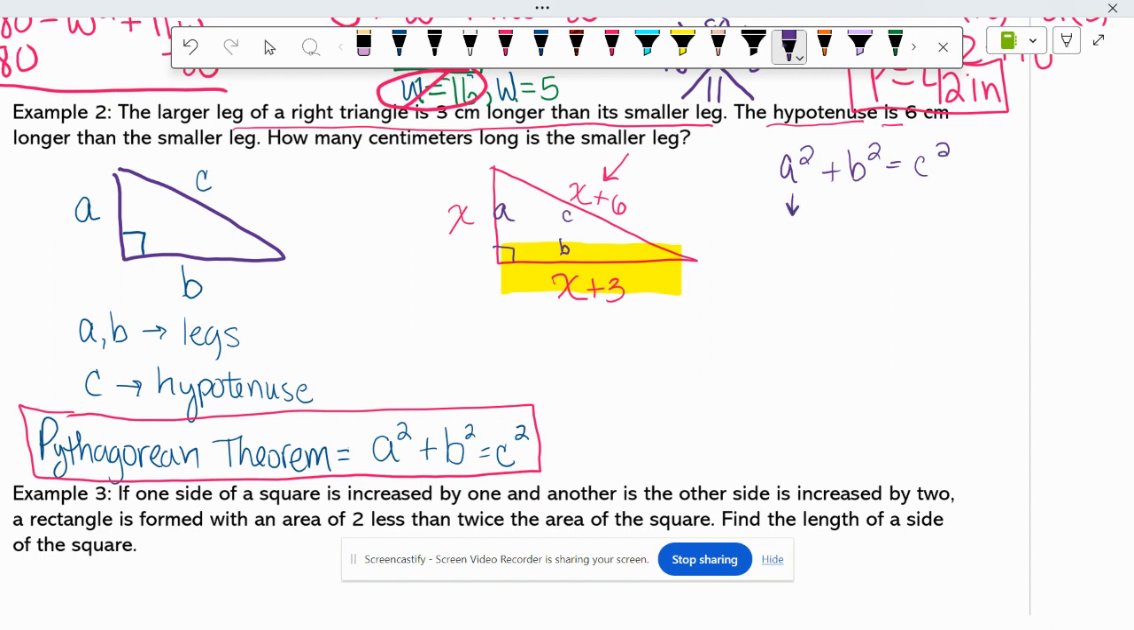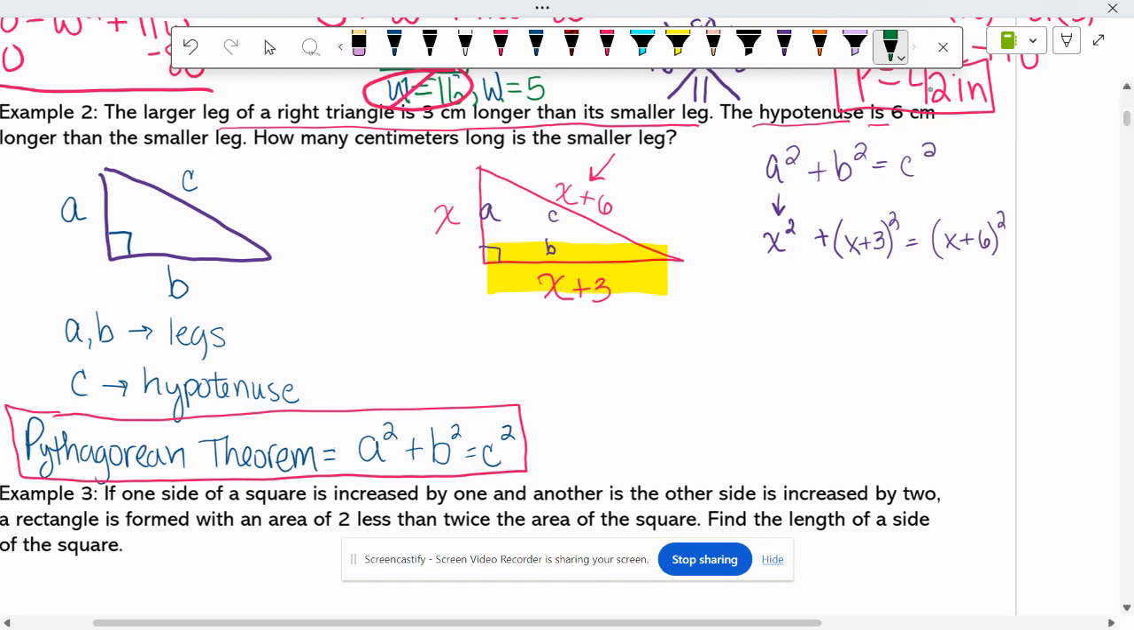Well, the measurement of A is just X, so that's X squared. The measurement of side B is X plus 3, the quantity squared, equals the measurement of C, which is X plus 6, the quantity squared. And we have to solve that.